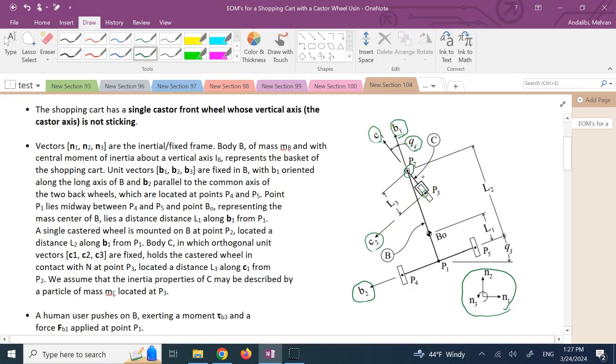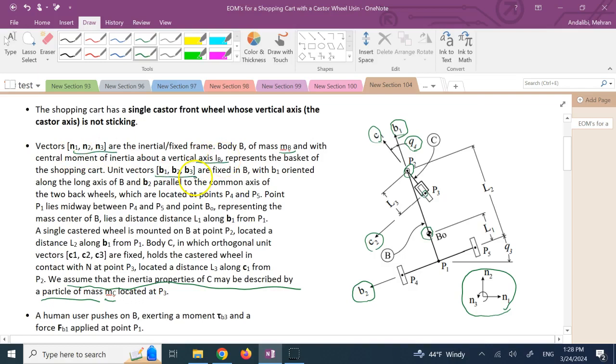The center of mass for the cart is shown at point BO, and the mass of the cart is MB. The mass of body C is shown by MC, and we assume it is concentrated at point P3. The moment of inertia of body B about its center is shown by IB.